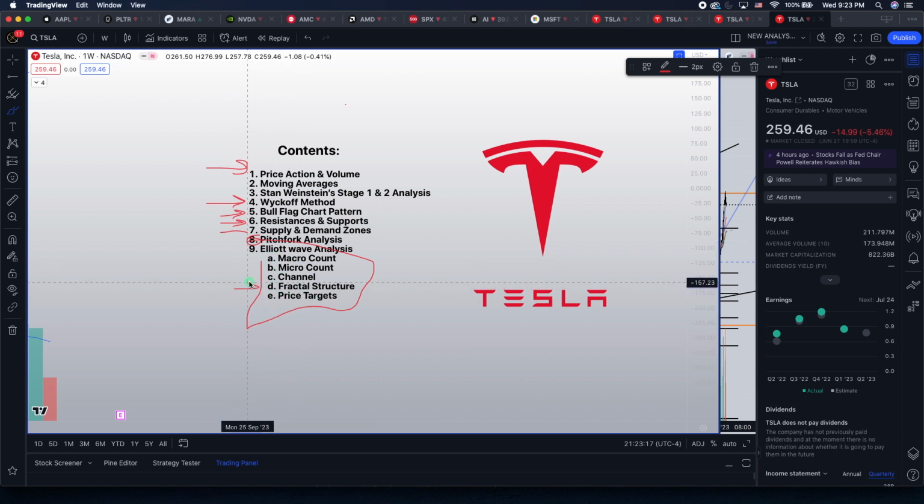And a very important thing, guys, that I want to really share with you guys is the fractal structure of the market. And I think I have something really cool and neat to share with you guys. All right, so we'll get started.